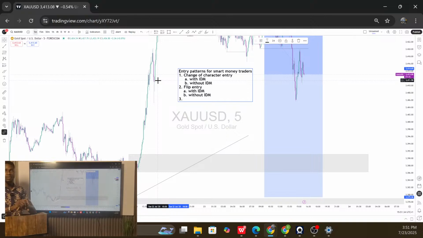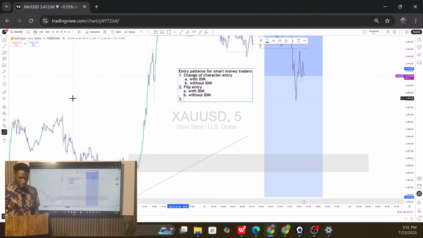Then the third entry pattern you may want to look at as a smart money trader works for those that really scalp. So if you're a scalper, you may like this particular entry pattern. That's the third one, and that one is the single candle order block entry. Let's just go for the acronym SCOB. Single candle order block entry.